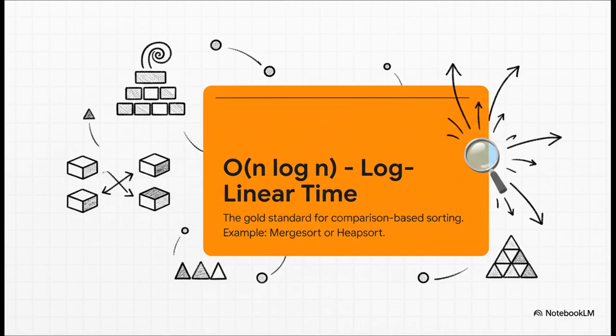This next one is really cool, O of n log n. This is famous in the computer science world because it's been mathematically proven to be the absolute best you can do for sorting things, assuming you have to compare elements to each other. All the famous sorting algorithms like merge sort and heap sort, they live right here.